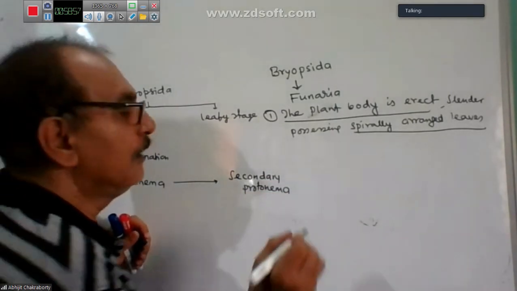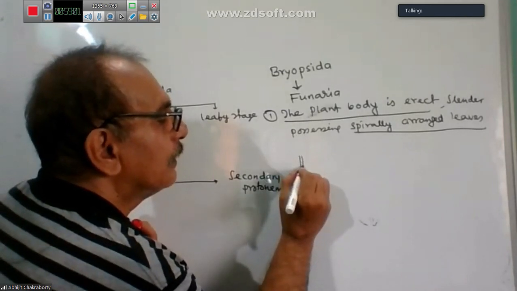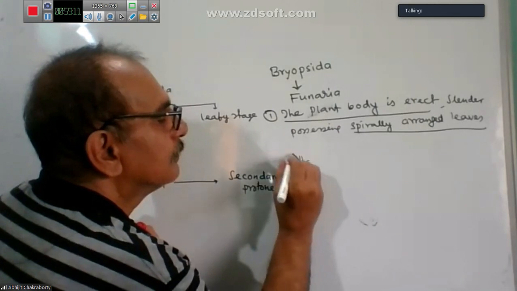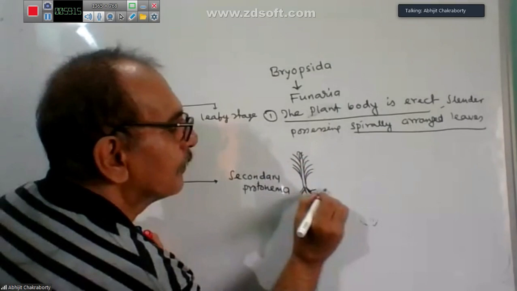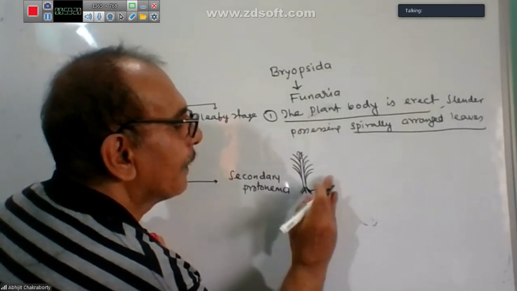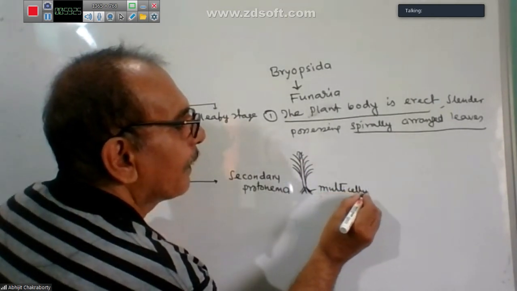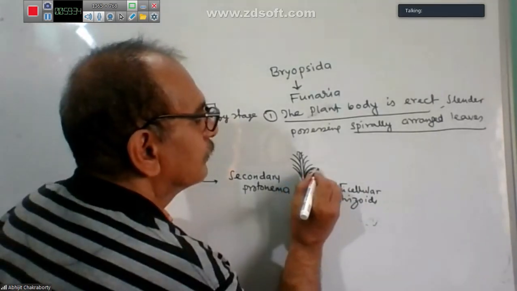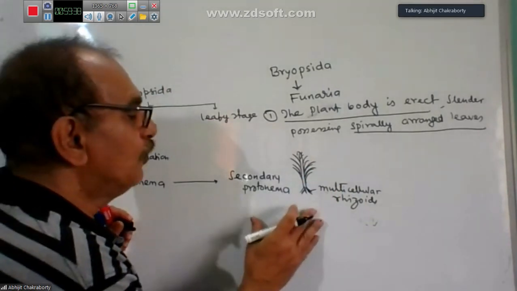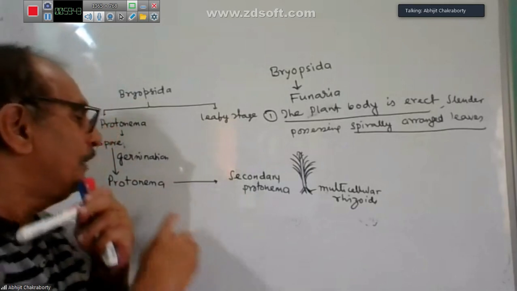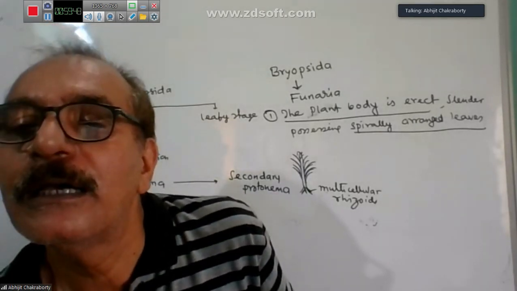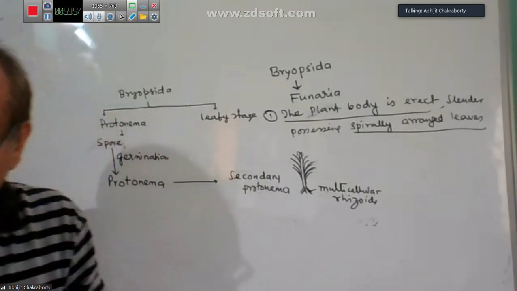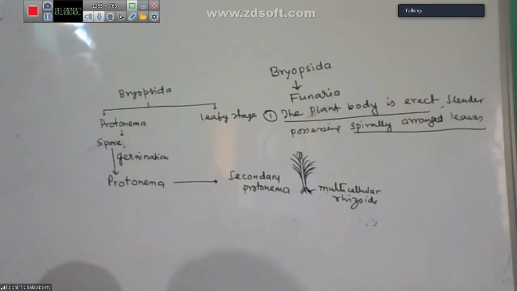Which actually possesses the spirally arranged leaves. If you observe a moss, you will see the multicellular rhizoids. Basically, the secondary protonema grows in size. In the secondary protonema, some lateral buds are developed, which in turn give rise to this leafy structure. Are you getting me now? Yes, sir.